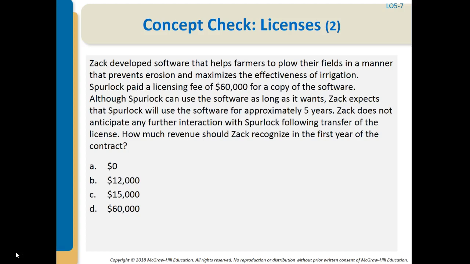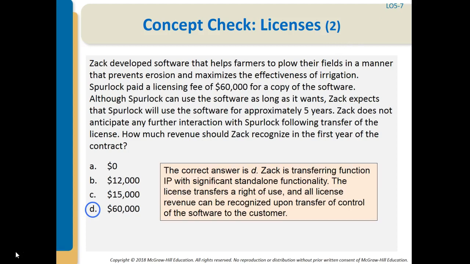Would it be 0, 12,000, 15,000, or 60,000? Well, the correct answer is D, because Zach is transferring functional intellectual property and it has significant standalone functionality. The license transfers a right of use, and as a result, all license revenue can be recognized upon transfer of control of the software to the customer.